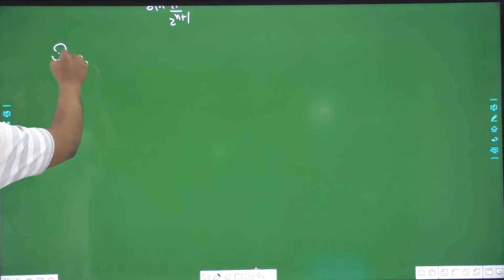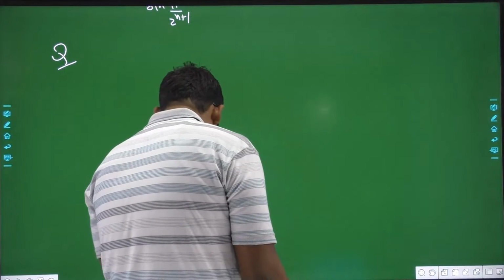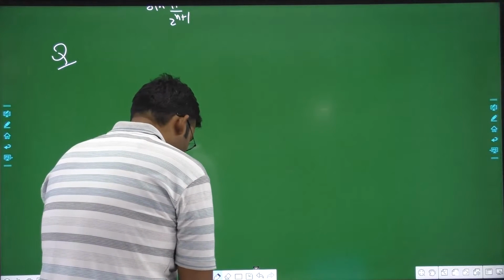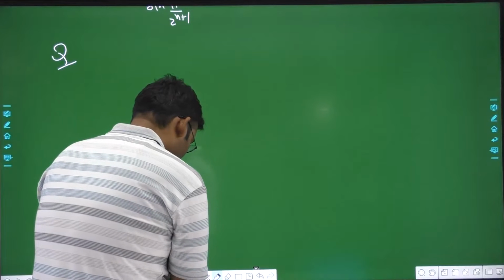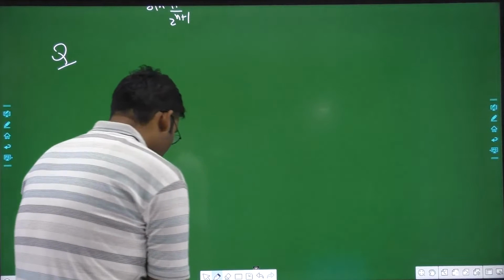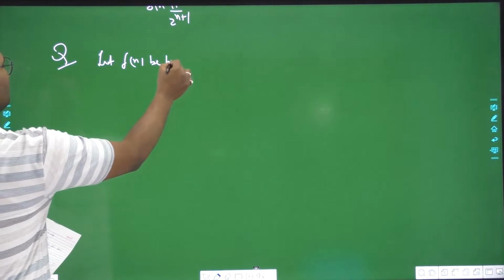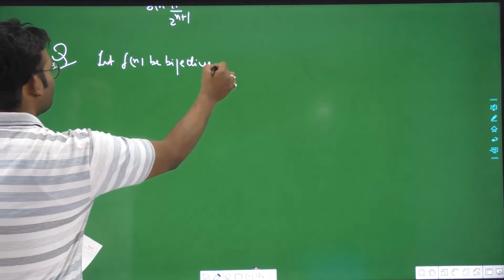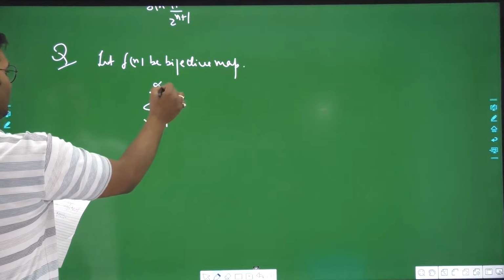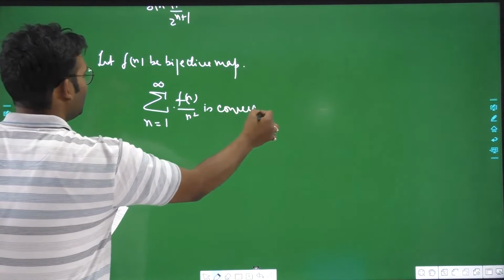Next question. The next question that was asked in the exam is a little difficult. Let us see how many people would have attempted it. I don't know. This happens to be a slightly tricky question. This question was asked about the divergence of Fn. So let Fn be a bijective map such that the summation n equals 1 to infinity of Fn upon n square is convergent, that is, less than infinity.